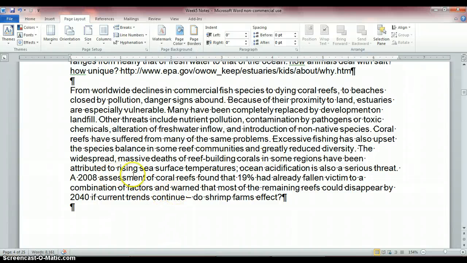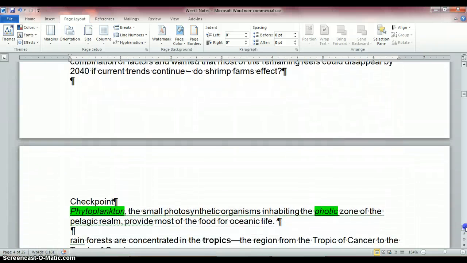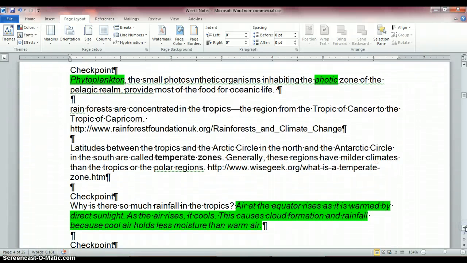Okay, so a 2008 assessment of coral reefs found that 19% had already fallen victim to a combination of factors and warned that most of the remaining reefs could disappear by 2040 if the trend continues. Do shrimp farms affect this? Other questions to think about is, what does it matter if we have no more coral reefs? What happens to this planet? Does it even matter? Okay, I'm going to continue on, I think, with rainforests in the next session.